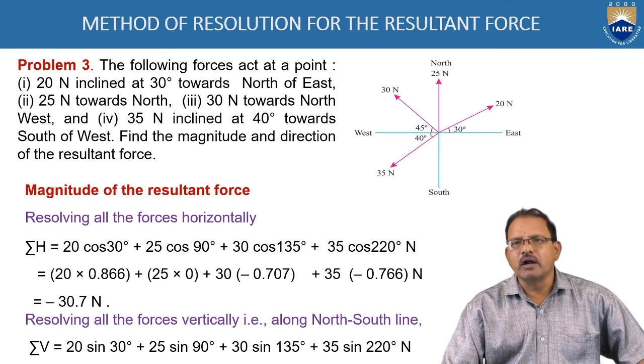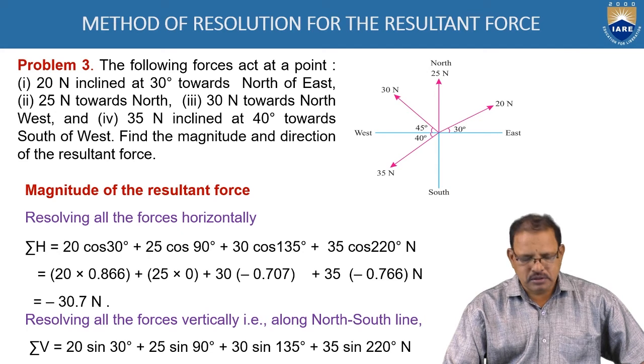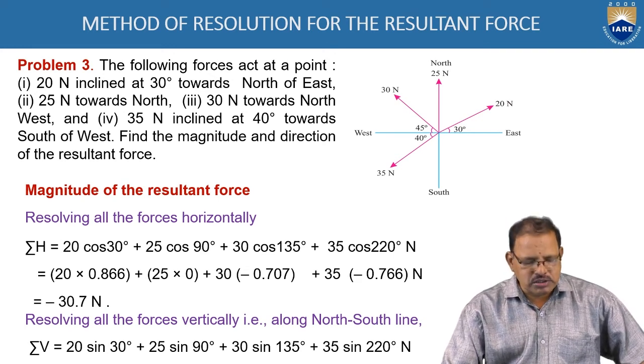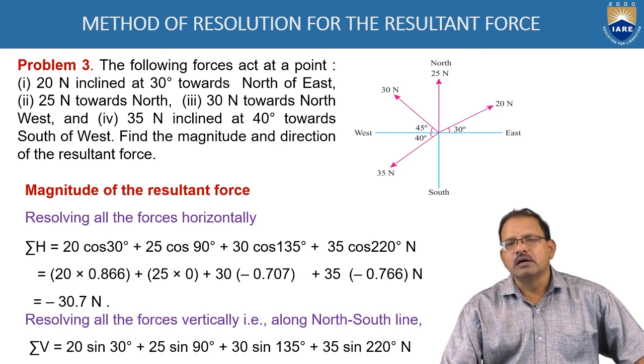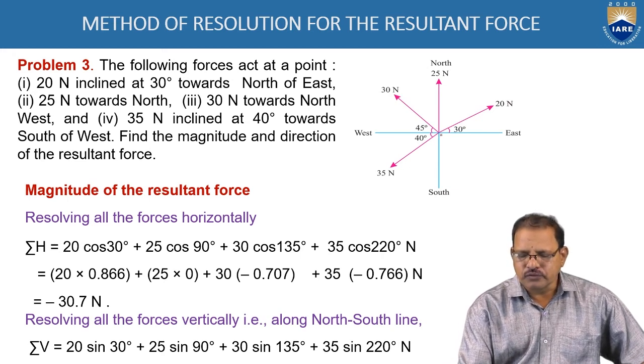So, on substituting the values, 20 into cos 30, which is 0.866, plus 25 cos 90, which is 0, plus 30 into minus 0.707 plus 35 into minus 0.766 and so on, which is equal to minus 30.7 newtons. This is the algebraic sum of the horizontal components of these four forces which are acting at the given point O.